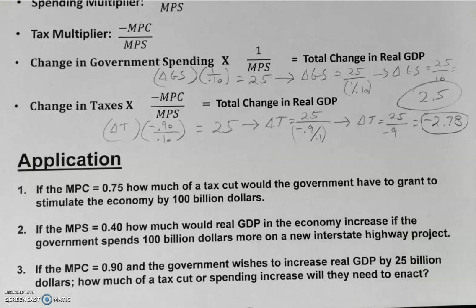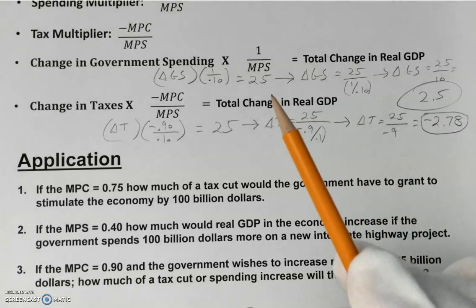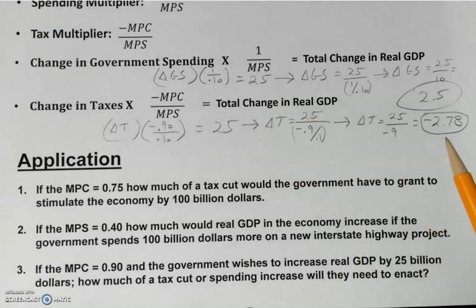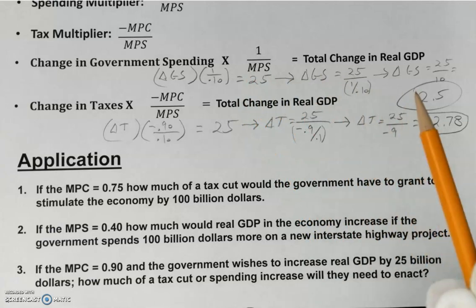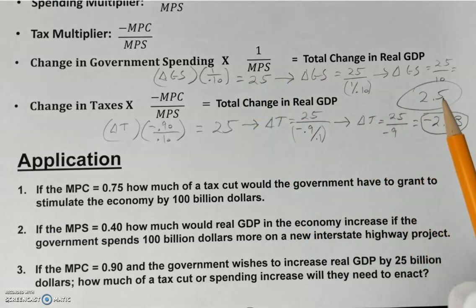Always be careful with taxes because they move inversely to the policy. If the government is trying to increase real GDP, they need to lower taxes. Like here, decrease taxes to get a higher GDP. Whereas when they were implementing spending policy, they needed to increase spending by 2.5 billion to get the same 25 billion increase in GDP. Two routes to the same end. The government, to get a $25 billion stimulus to the economy, could cut taxes by 2.78, or they could increase spending by 2.5.